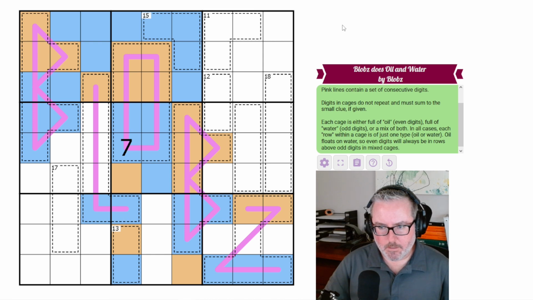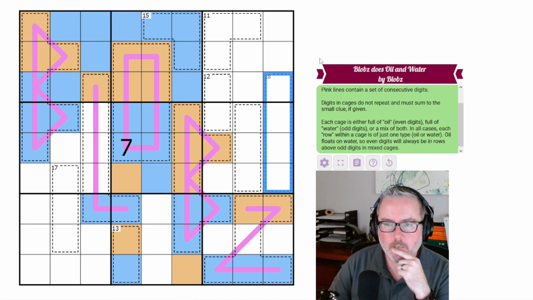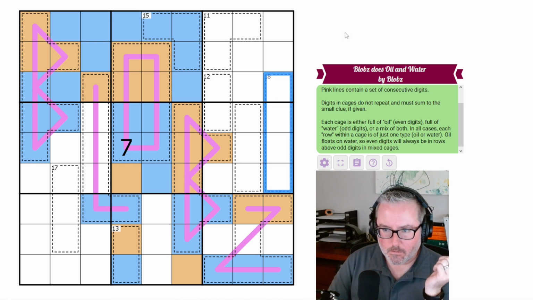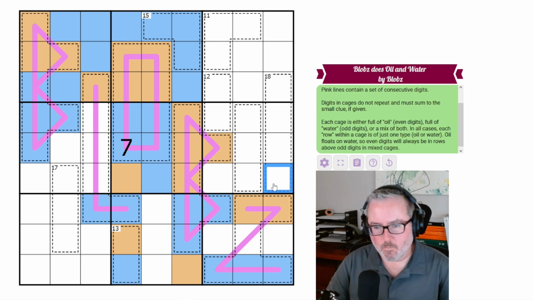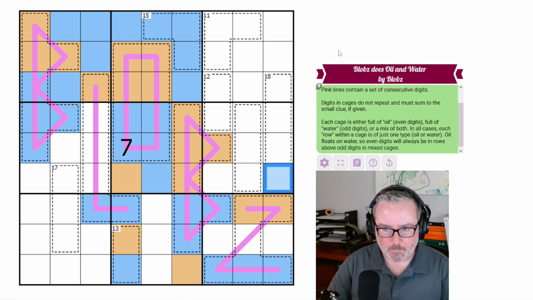What else do we have? What about this 18 cage? It is 4 cells. But it cannot be all evens. So it can't be all oil. There must at least be 1 water, which would therefore be at the bottom here. Because if it's all evens, obviously it would be 2, 4, 6, 8, which gives us 20.